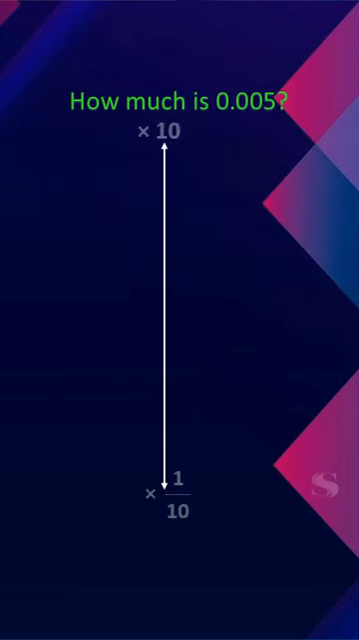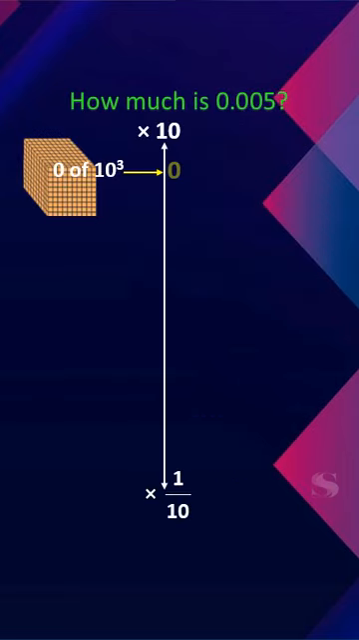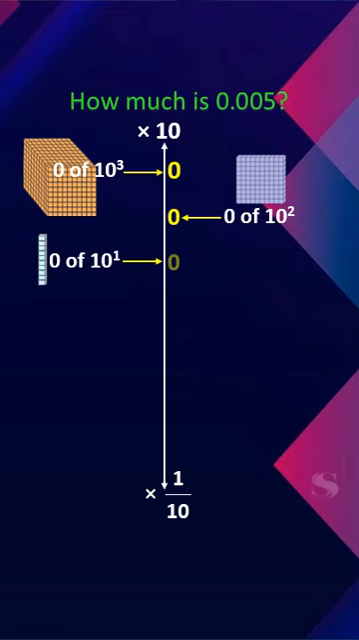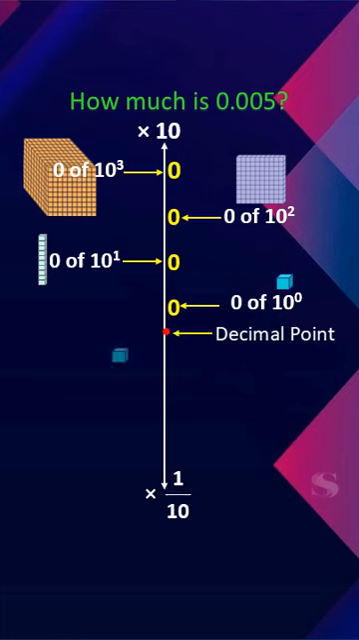Let us visualize 0.005, which has only 5 parts of 1000 parts of 1. It has no unit, no 1 by 10, and no 1 by 100. It has only 5 of 1 by 1000.